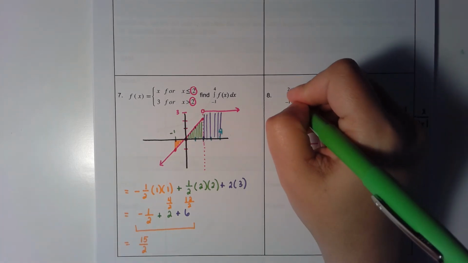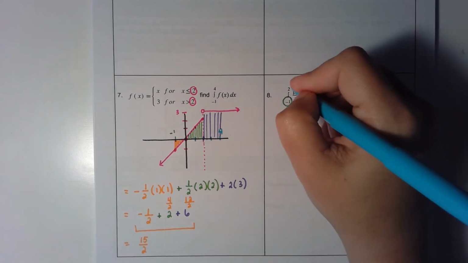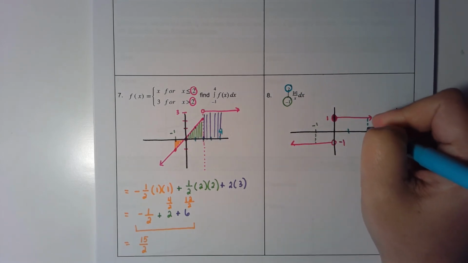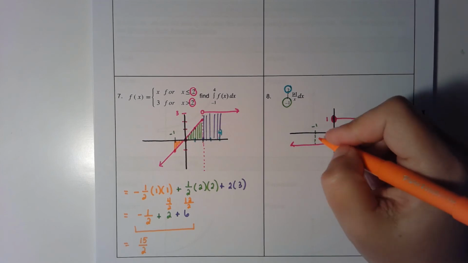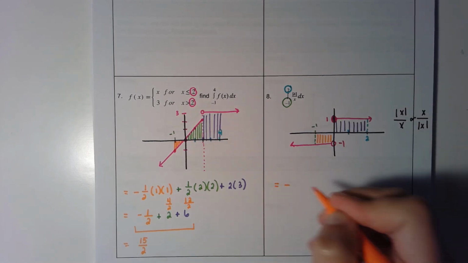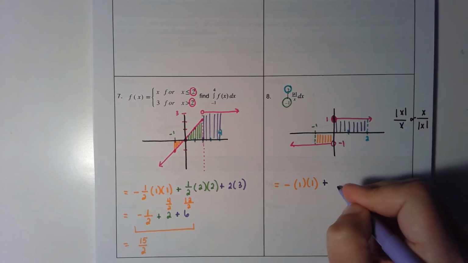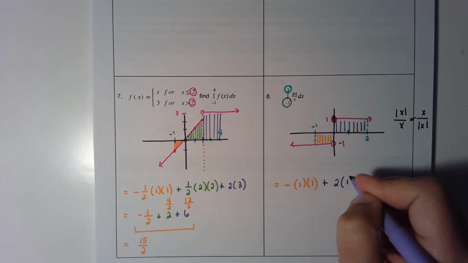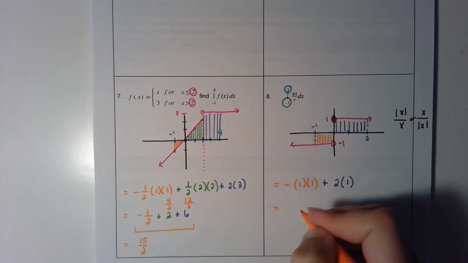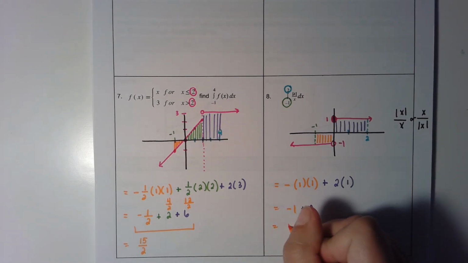In this problem, we're going to be going from negative 1, which is right here, to positive 2, which is right over here. So in order to find this, again, I'm going to break this up into 2 areas, this area that's below, and then this area that's above. Which means I'm going to do, for the area that's below, negative, and then base times height, so 1 times 1. And then for the area that's above, I'm going to do plus base times height, so 2 times 1. Which means I end up getting negative 1 plus 2, which means when I combine those, I just get positive 1.